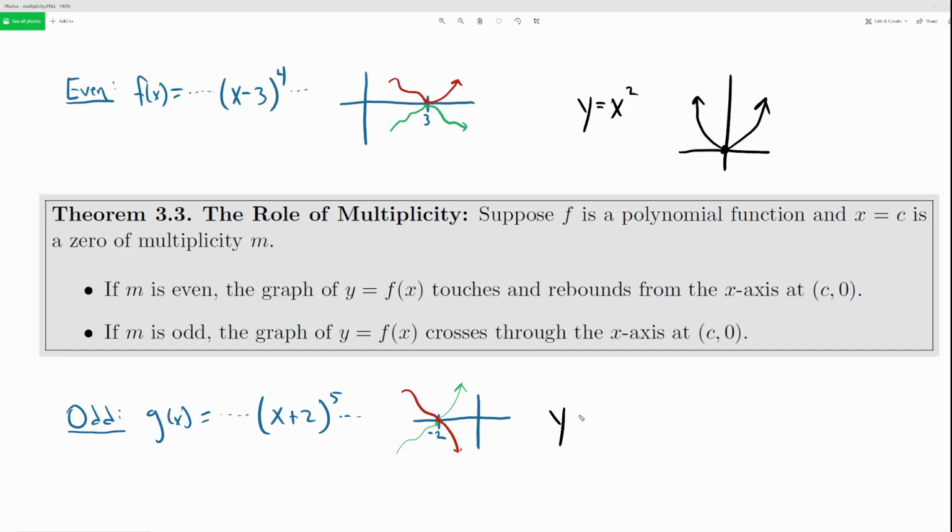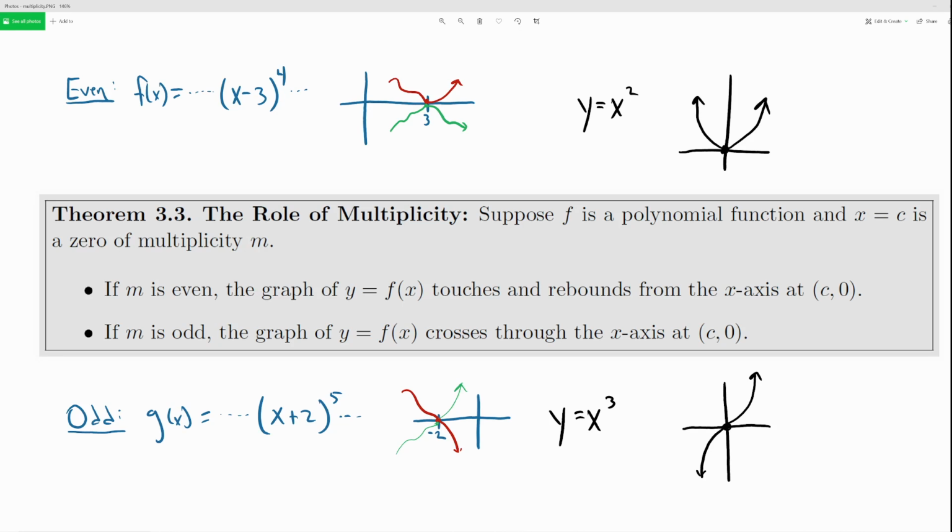Then for odd multiplicity, think about the simplest, well, maybe you'd want to think about y equals x to the first power, but when you get into the reasoning behind this little theorem, you want to think about the third power function. But this is also a really simple parent function. You have an x-intercept at (0, 0). The graph goes up, the graph goes down, but the important part is that it crosses the x-axis. So when you're thinking about odd multiplicity, just think about this simple example, y equals x cubed, where the graph crosses the x-axis. So that's one of the theorems we wanted to talk about today, and there's one more.